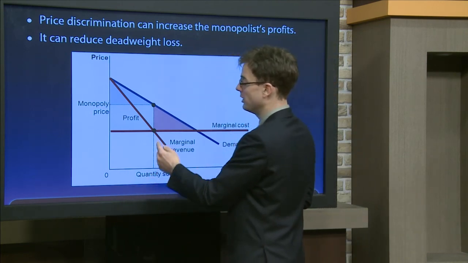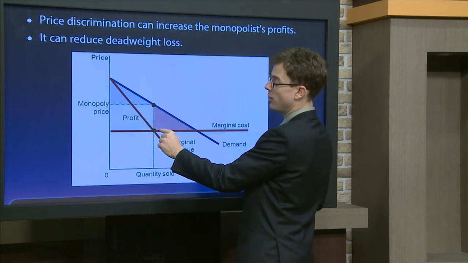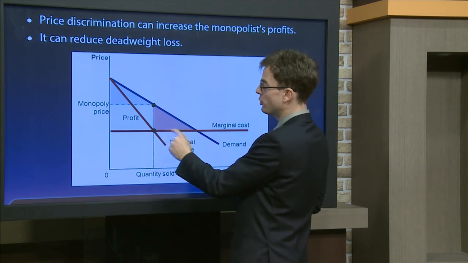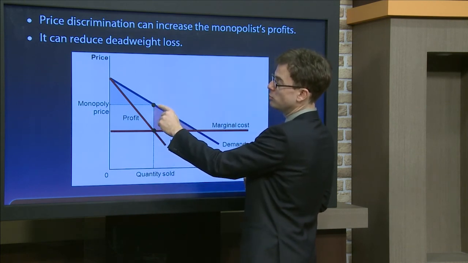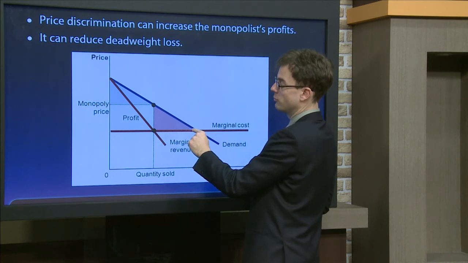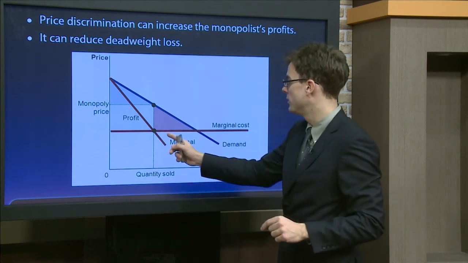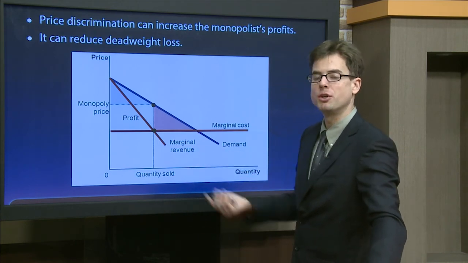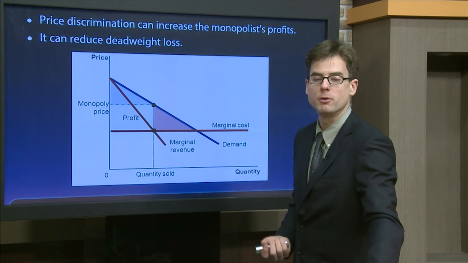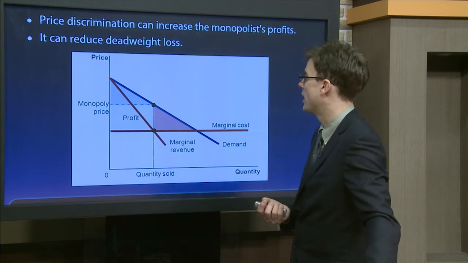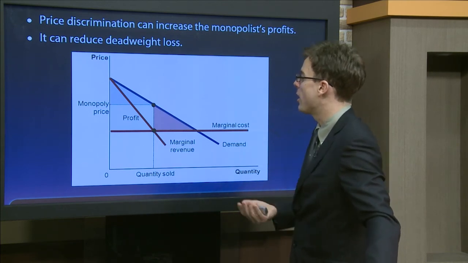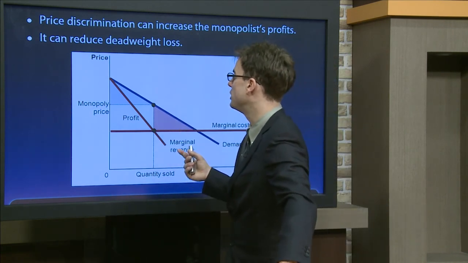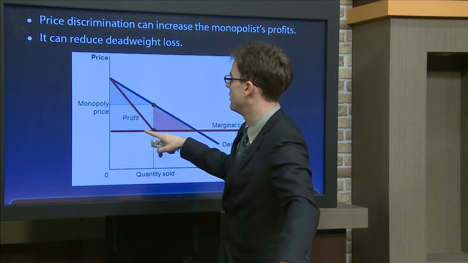With price discrimination, the monopolist would find it profit maximizing to produce all of these output levels, because even for these output levels, consumers' willingness to pay is above the costs of production. And so the monopolist would only stop producing at this output level, which turns out to be the perfectly competitive or efficient output level.